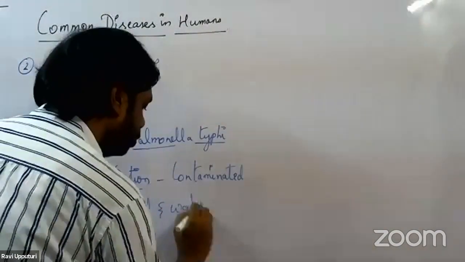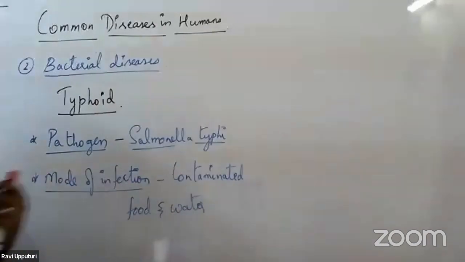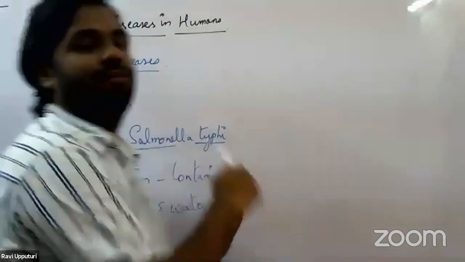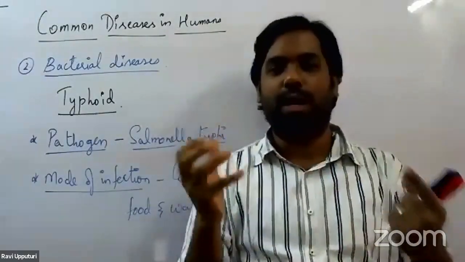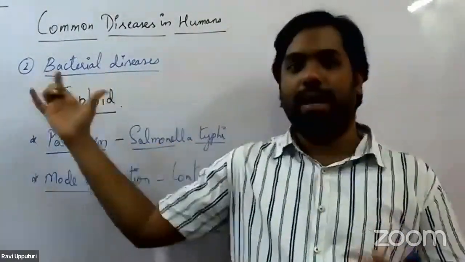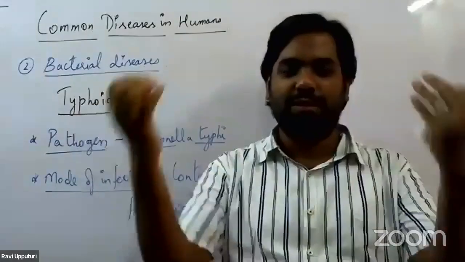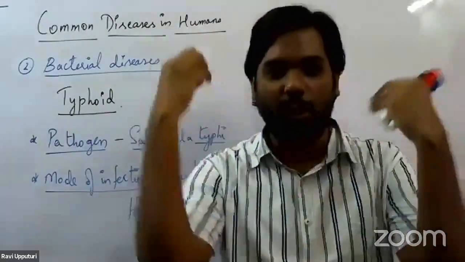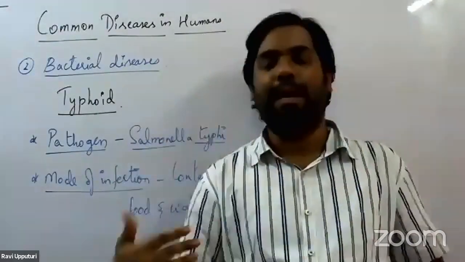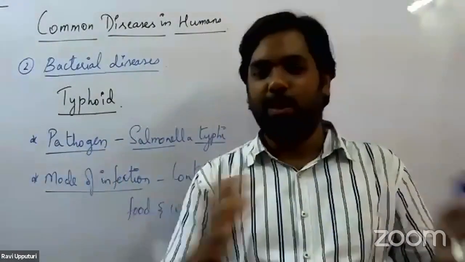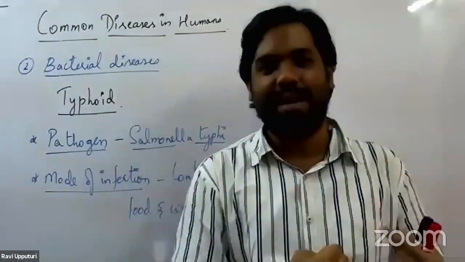Contaminated food and water. So by taking in contaminated food and water, a person would start suffering from this disease called typhoid, right? Contaminated food and water, that is food and water having this particular organism called Salmonella typhi. So when we start consuming it, it would directly go into the small intestine and start multiplying there, bringing about a lot of infection to the small intestine as well.